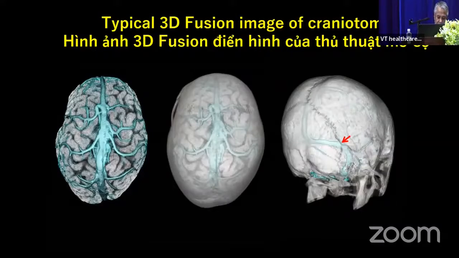This shows a 3D image for craniotomy. The necessary 3D information requires a fusion 3D image of the skull and the brain surface, silver blood vessels, and the tumor or silver aneurysm.